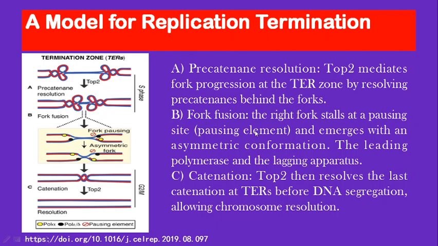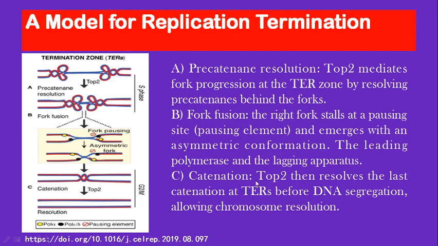The second stage is fork fusion. So during the replication collision, polymerase delta will encounter polymerase epsilon in the opposing fork. So both the polymerases will collide with each other. At least one of the two forks needs to move across the pausing element. So for this, RRM3 will facilitate this fork progression at the pause site located within the TER. Then it will emerge with the asymmetric conformation, the leading polymerase and the lagging apparatus. Fork fusion will take place in the second stage.